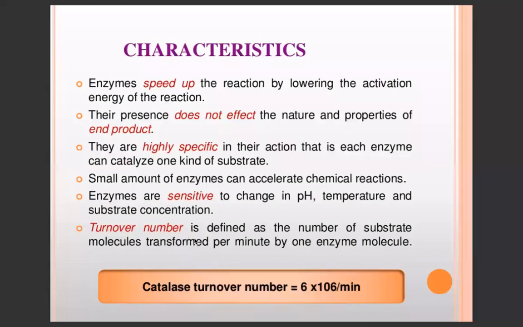Turnover number is defined as the number of substrate molecules transformed per minute by one enzyme molecule. For example, the turnover number of catalase is 6 multiplied by 10^6 per minute. Without catalase, the reaction would be slow, and in the presence of catalase, it is multiplied by 10^6. So the enzyme speeds up the reaction by a factor of 10^6 per minute.